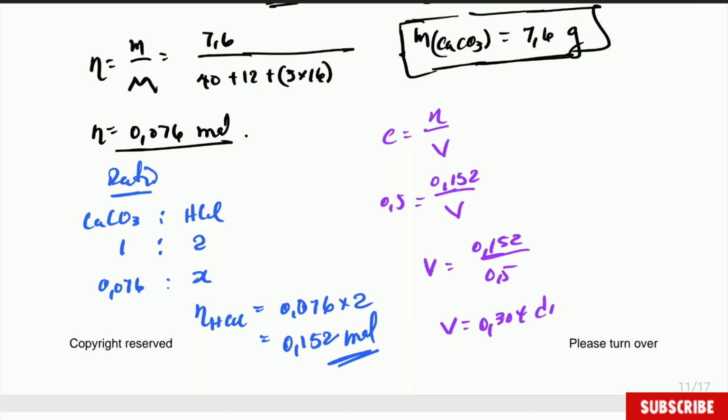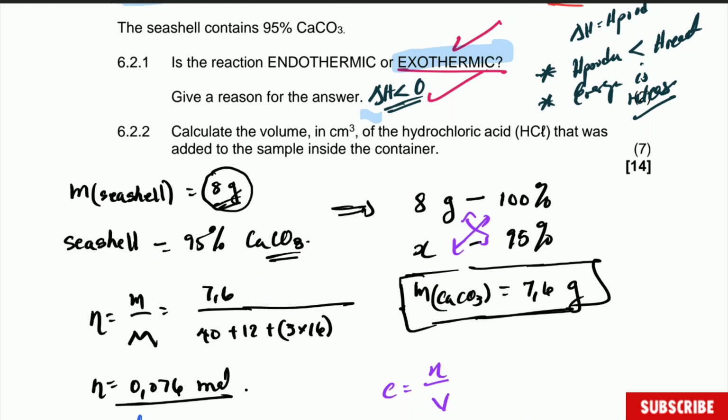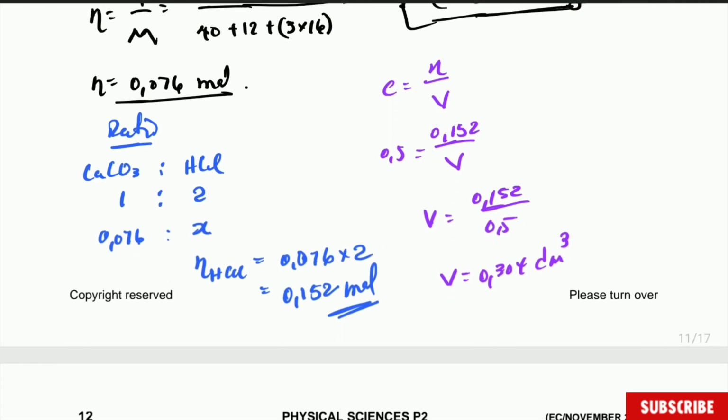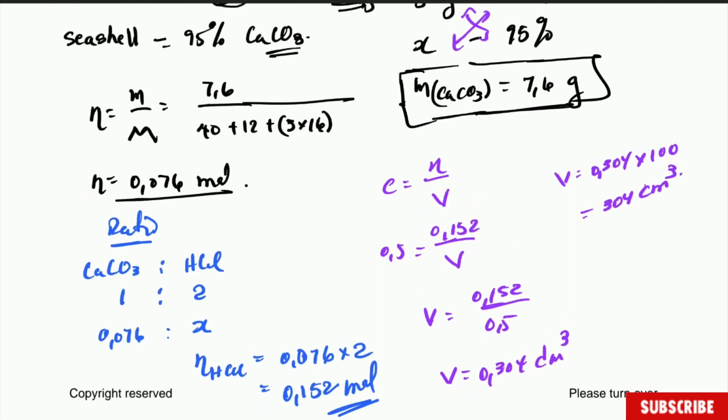And then you get that the volume is equal to 0.304 cubic decimeter, but we are not done because the question says cubic centimeter. So the final answer must be in cubic centimeters, and to do this one we have to multiply by 1,000. So the volume, there we go, is equal to 0.304 times 1,000, and that will give you 304 cubic centimeter, and that is the answer of the question.